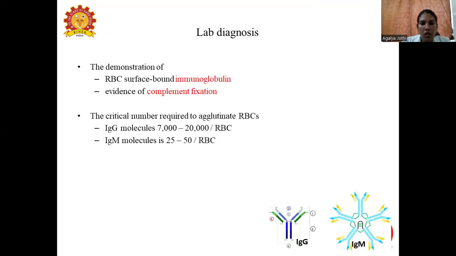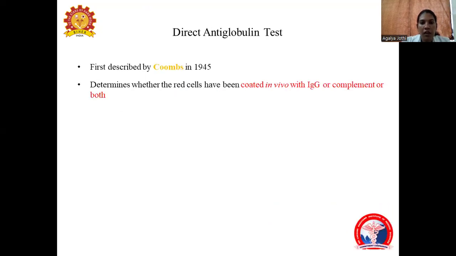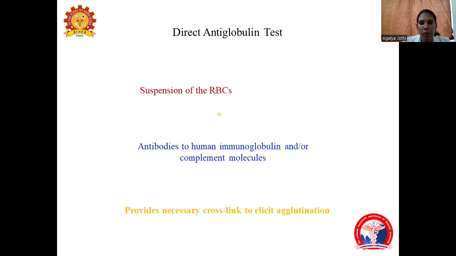Another is RBC surface bound immunoglobulins, and there will be evidence of that. The critical number required to agglutinate the RBCs for IgG molecules will be 7,000 to 20,000 per RBC. For IgM molecules it is 55 to 50,000 per RBC. Direct antiglobulin test was first described by Coombs in 1945. It determines whether the red cells have been coated in vivo with IgG or complement.